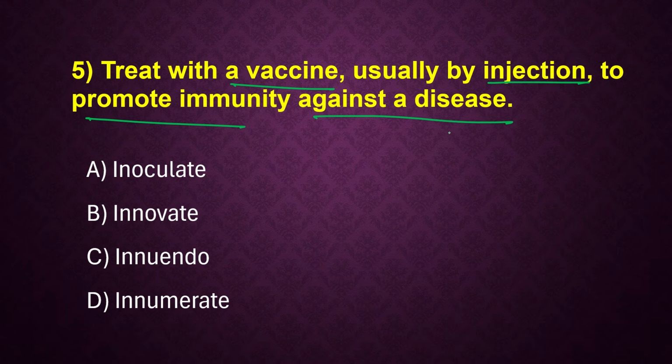Next, treat with a vaccine, usually by injection, to promote immunity against a disease. So what is called? The correct one-word substitution is option A, and that is inoculate. Inoculate means to give a vaccine to a person or animal to protect them from a particular disease or infection.